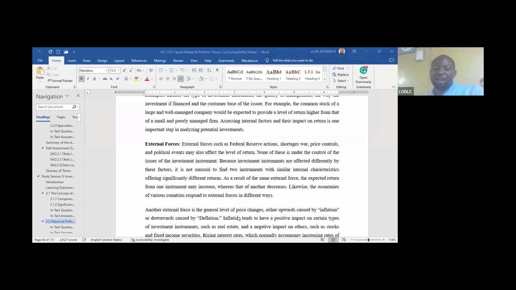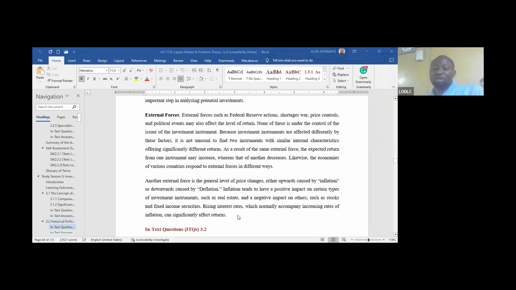Another external factor is the general level of price changes, either upward, caused by inflation, or downward, caused by deflation. Inflation tends to have a positive impact on certain types of investment instruments, such as real estate, and a negative impact on others, such as stocks and fixed income securities. Rising interest rates, which normally accompany an increased rate of inflation, can also affect the return.